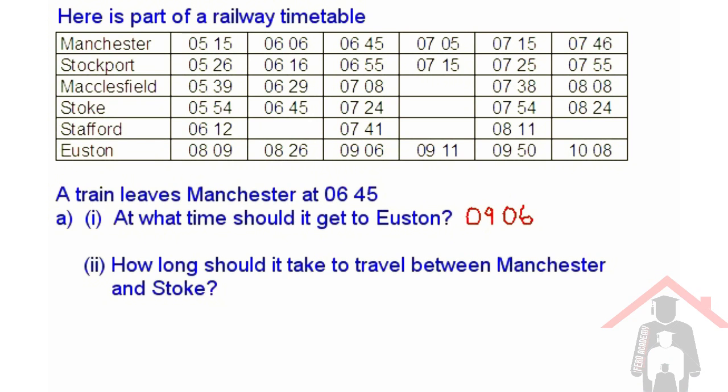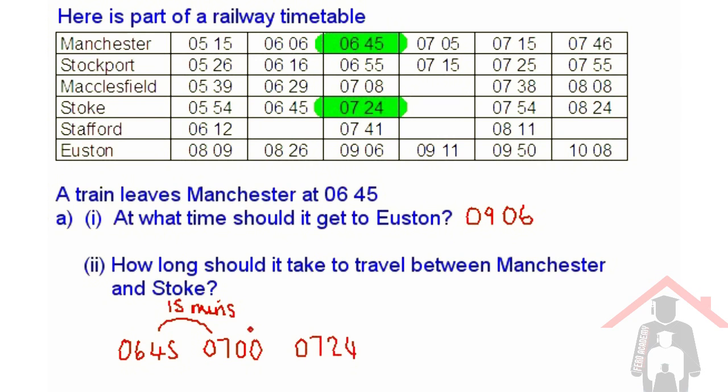The train leaves Manchester at 6:45 and it arrives in Stoke at 7:24. From 6:45 to 7 o'clock is 15 minutes, and from 7 o'clock to 7:24 is 24 minutes. This gives a total time of 15 minutes plus 24 minutes, which is 39 minutes.